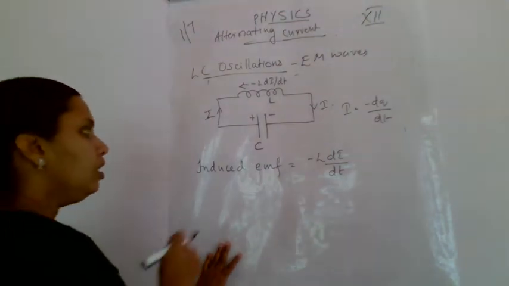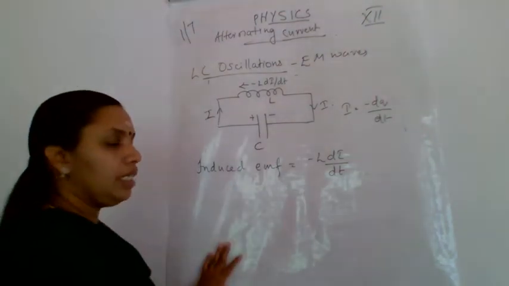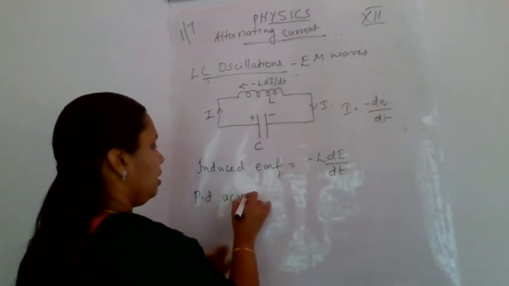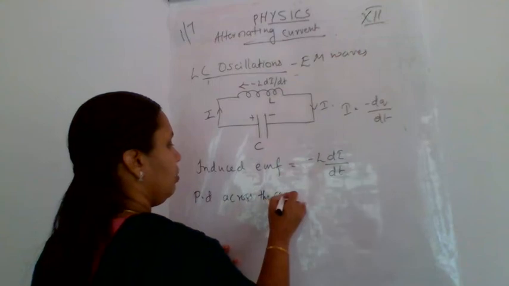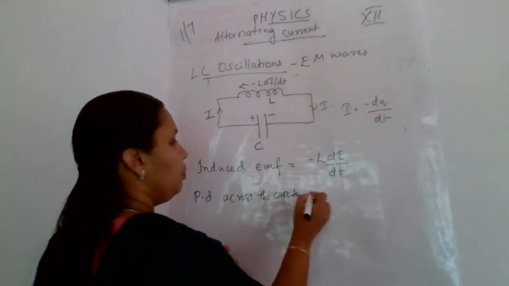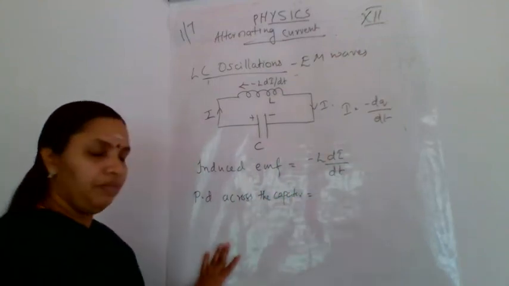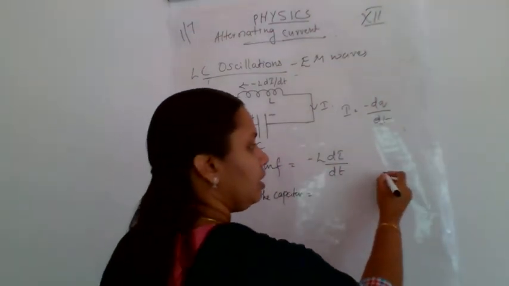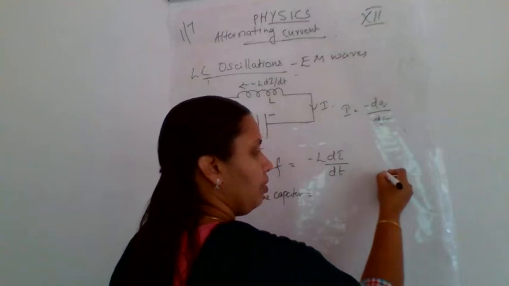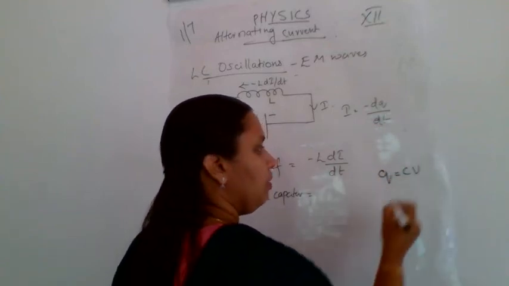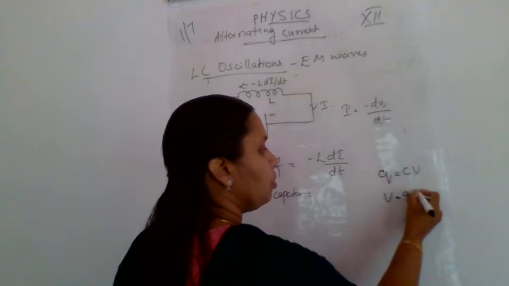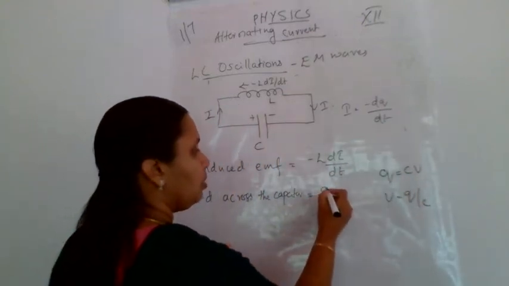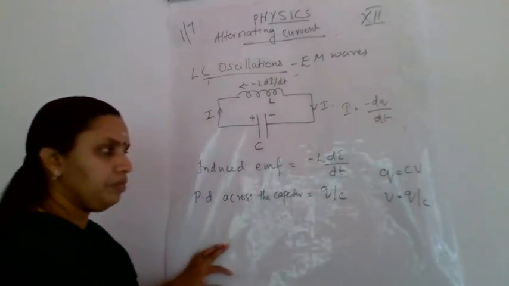We have the equation. And what is the potential difference across the capacitor? Potential difference across the capacitor is equal to, if Q is the charge and say V is the potential difference, what is the relation? Q is equal to CV. Yeah. So V is equal to Q by C. So potential difference across the capacitor is equal to Q by C.